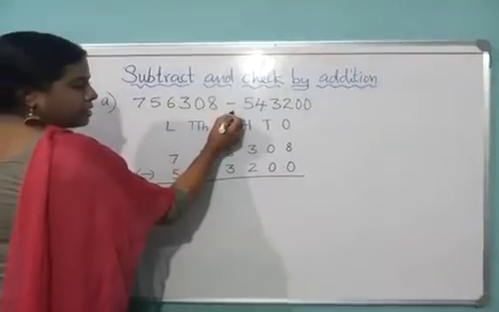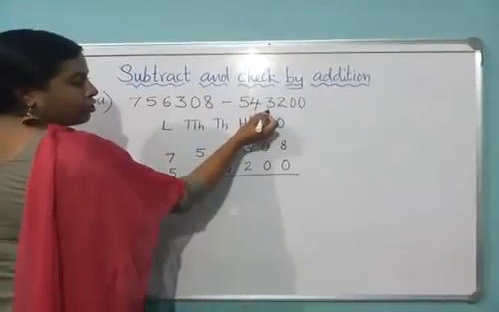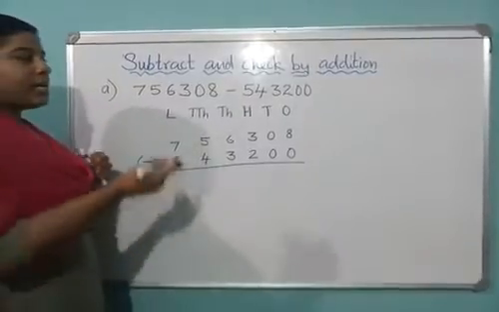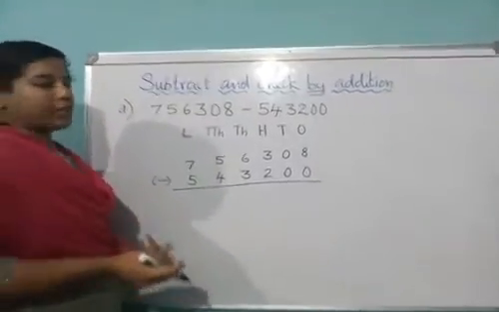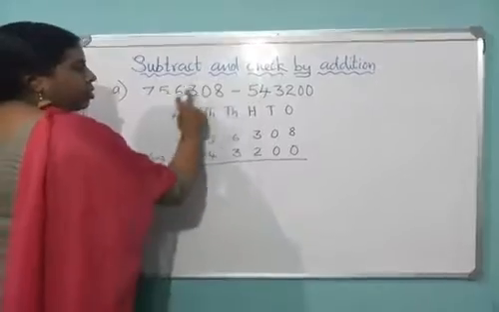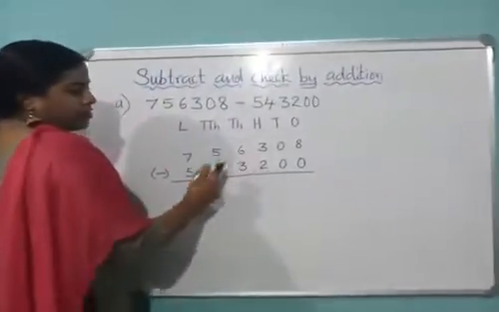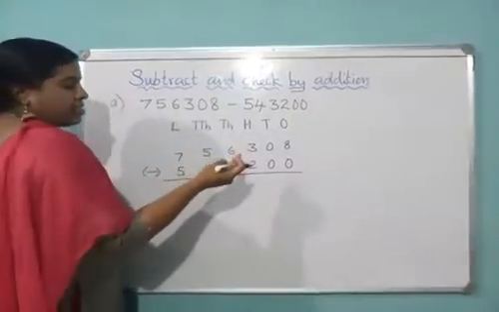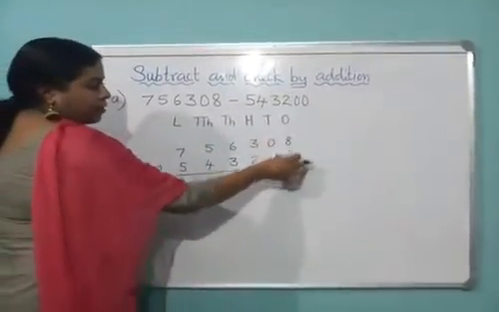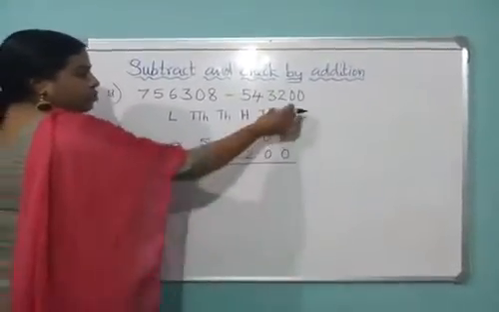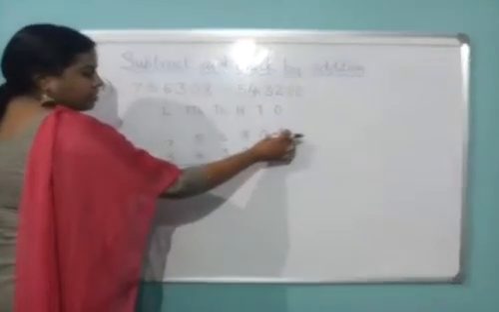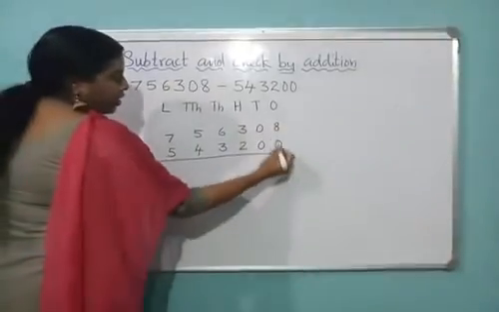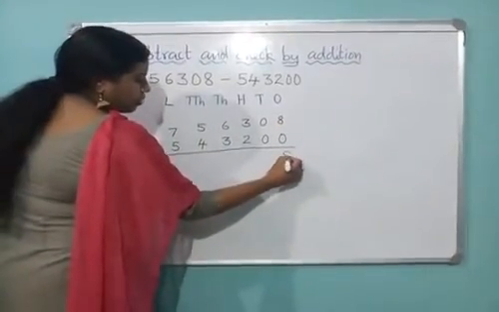7,56,308 minus 5,43,200. So the first step is to write them in the place value chart. So I have written these two numbers in the place value chart. Now we will start to subtract each digit starting from the ones place onwards. In the ones place, the first digit is 8. So 8 minus 0 is equal to 8.